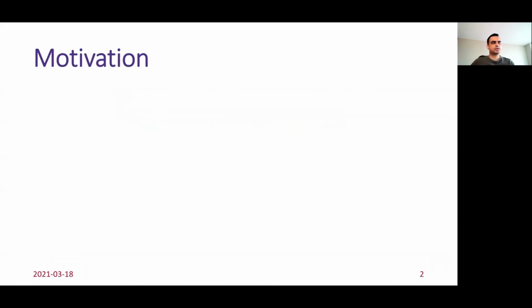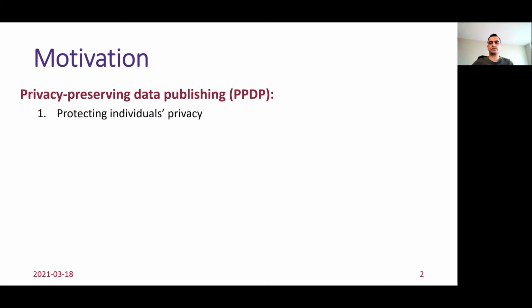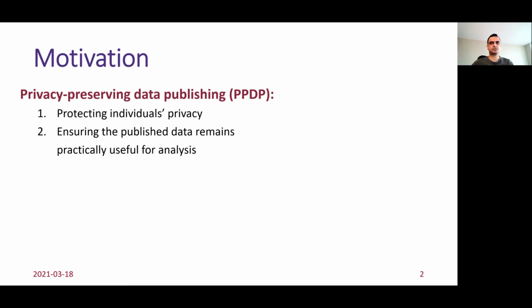Okay, so I'll start with the motivation in this work. The paper is about privacy preserving data publishing, which is the problem of publishing data for a downstream data analysis task with two objectives. The first objective is to protect the privacy of the individuals in the published data. And the second objective is to make sure that the published data is useful for data analysis.